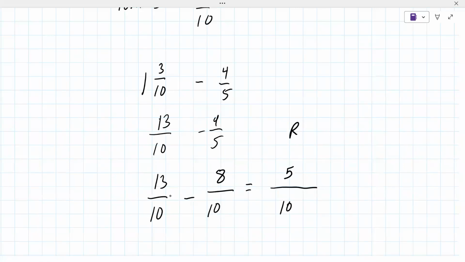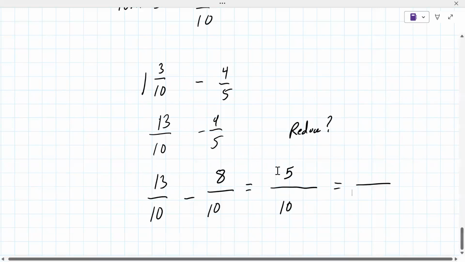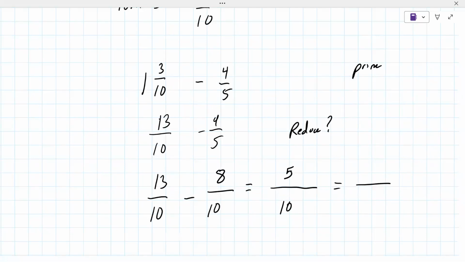Now does this reduce? It would be divisible by 2. 5 is not divisible by 2. So you check divisibility with prime numbers: 2, 3, 5. So it would be divisible by 5. You're dividing both of them by 5. The top is definitely 1, and then 2. So 1/2.